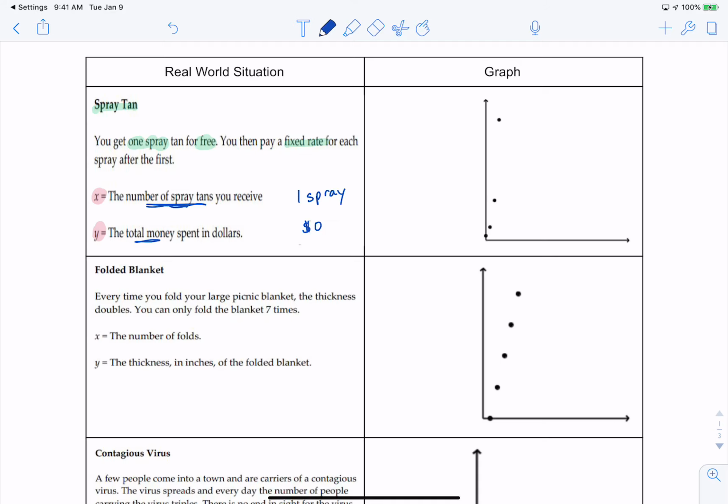Okay, and then on my second spray, I know I'm going to have some amount of money, but I'm not sure what because they didn't tell me. They just said a fixed rate. So now I'm going to have to pay something. But I do know for a fact the first spray should be 0. If we think about our axis, I also know it's a fixed rate, so that means a constant rate of change, which would mean some kind of straight line. And it's going in a positive direction too, because as X increases, my cost, my Y, my total money, would be going up.